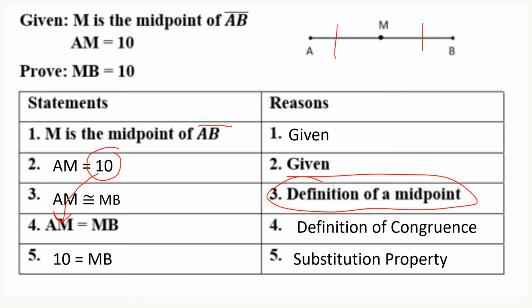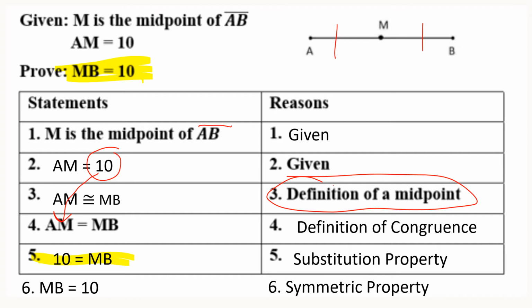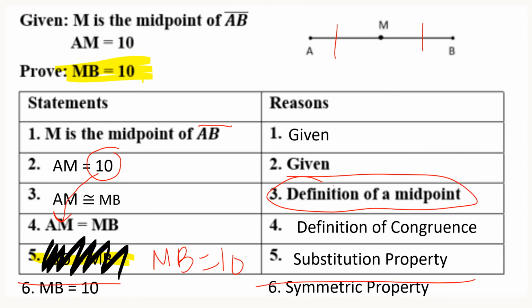Now, this answer does not look like what my proof says. So I need to take it one step further and say MB equals 10 by the symmetric property. Now, you could not write this, and you could just go straight to MB equals 10 and use the substitution property for that reason. That's fine, and then you don't need your 6 for the statements or the reasons. You can do that, but just know that if you leave your answer like this, you do not have it correct, because it does not match your proof statement up here.